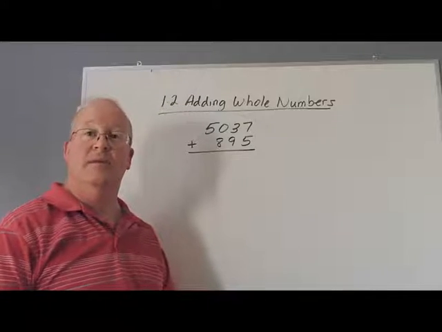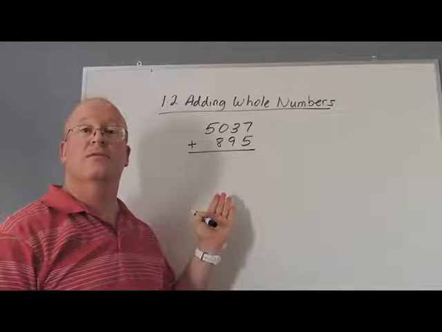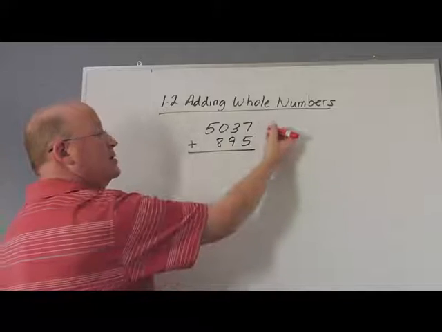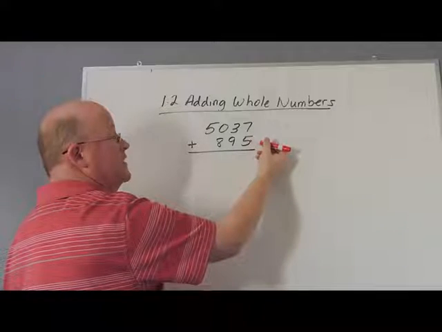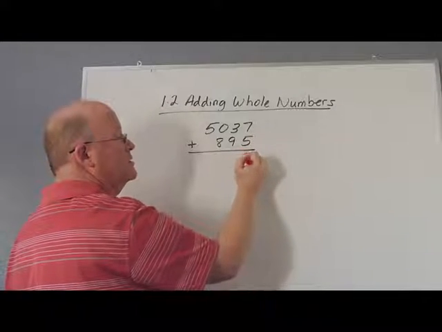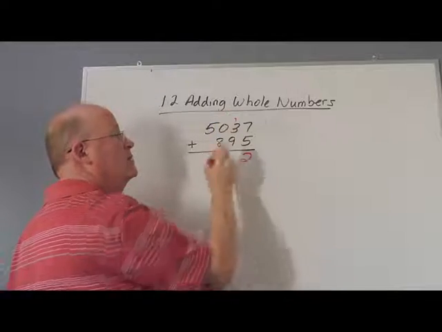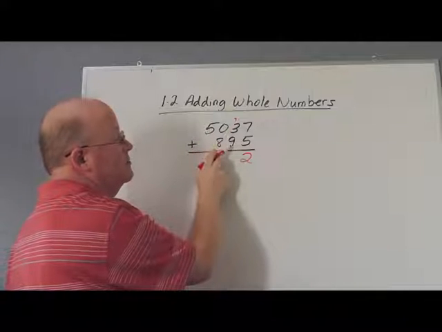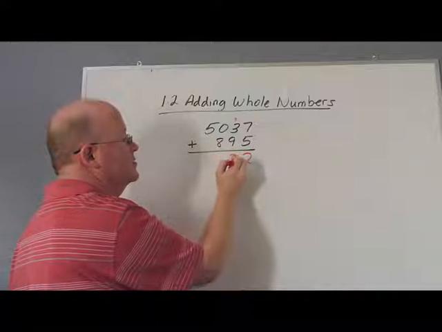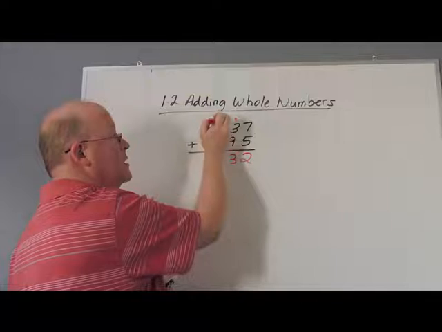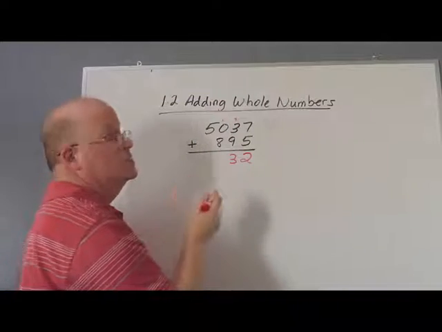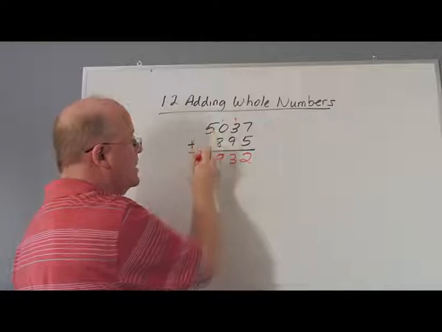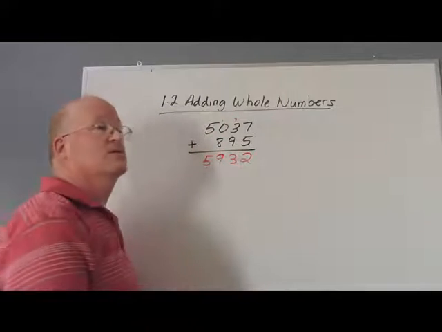Now let's add something a little bit larger. 5,037 plus 895. Notice how I've lined up the columns. 7 plus 5 is 12. I'm going to only write the 2 down, carrying the 1 part of the 10 to the next column. 1 plus 3 is 4, plus that 9 is 13. We only can put the 3 down, carry the 1 to the next column. 1 plus 0 is 1, plus the 8 there is 9. And then we add down 5,932.